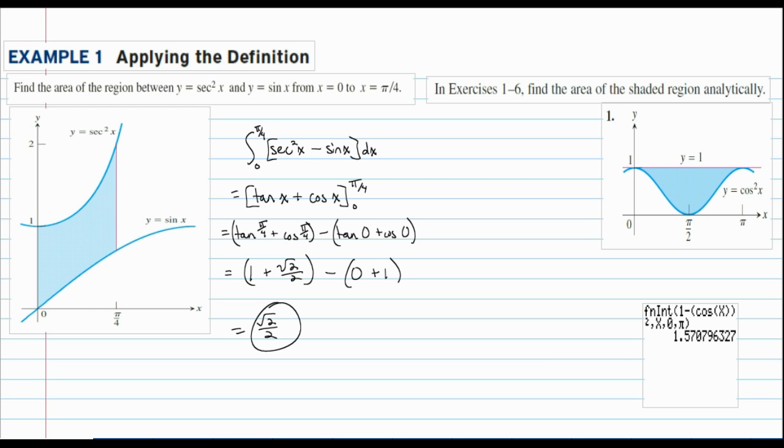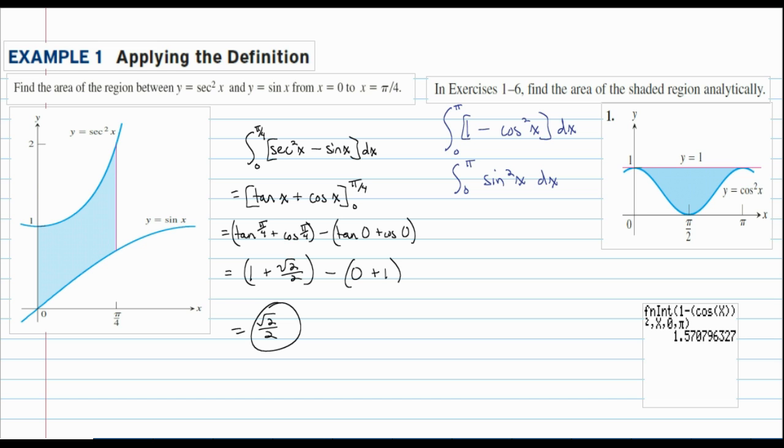Then I'll try problem number 1. Find the area of the shaded region analytically. So we're finding the area of the region between y equals 1 and y equals cosine squared of x. Well, it doesn't give you a lower bound and an upper bound of integration, so I'm going to have to figure those out this time, but I can see that it's 0 and pi. So I'm going to integrate from 0 to pi of the higher function 1 minus the lower function cosine squared, and that'll give me the area in between the two.